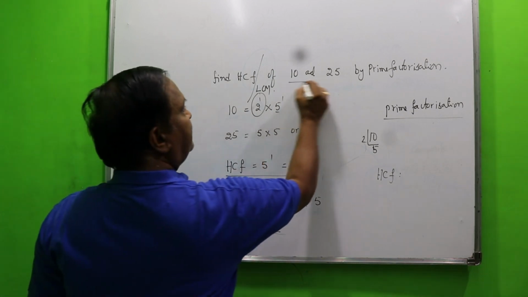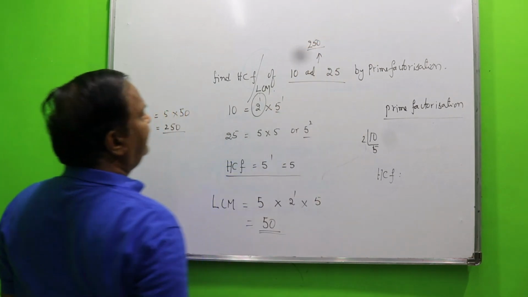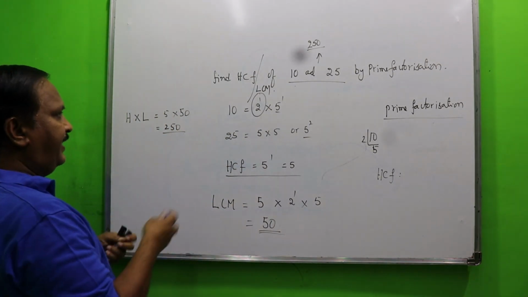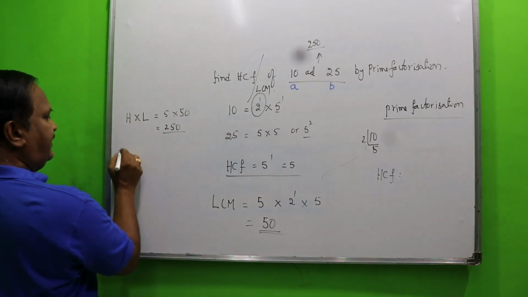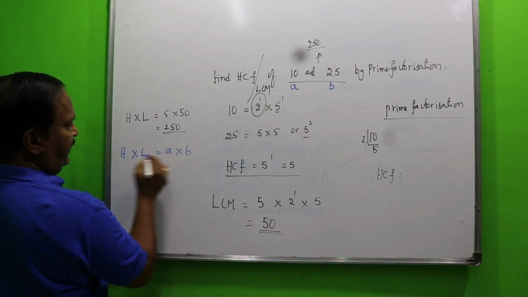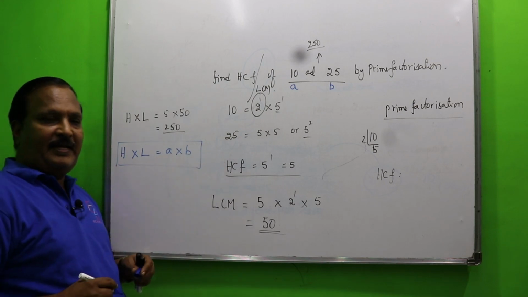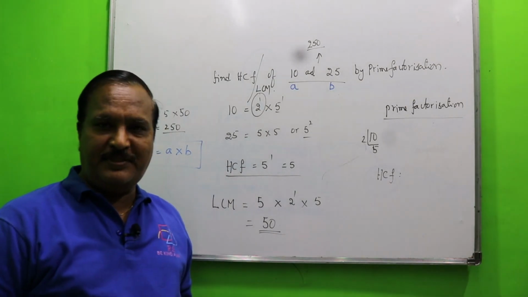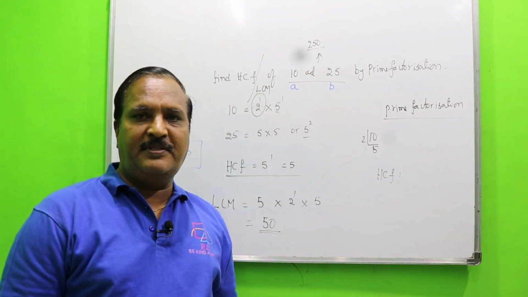You multiply these two numbers, 10 into 25, 250. If you assume these numbers as A and B, this is A and this is B, HCF, let us write H only, H into L is equal to A into B. You can have a direct statement like this: HCF into LCM is equal to the product of the two numbers. I hope you have understood. Based on this, we can do a few more problems.